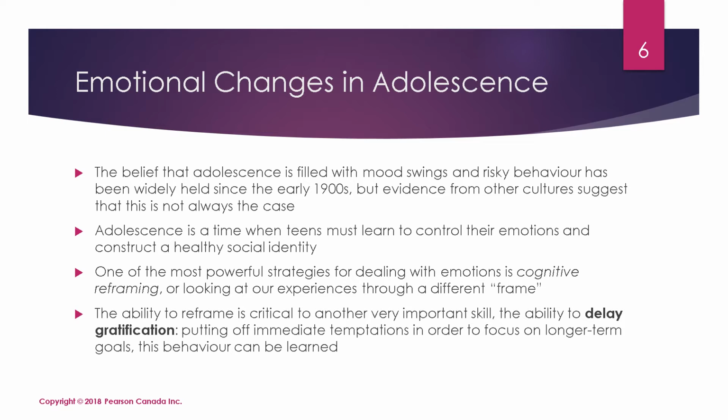So adolescence is a time when teens must learn to control their emotions and to construct a healthy social identity for themselves. One of the most powerful strategies they can use for dealing with negative emotions is cognitive reframing, or looking at our experiences through a different frame. And this is something that I talk about again when we go through the treatments and therapies chapter for mental illness, but cognitive reframing can be very, very helpful in terms of dealing with negative emotions.